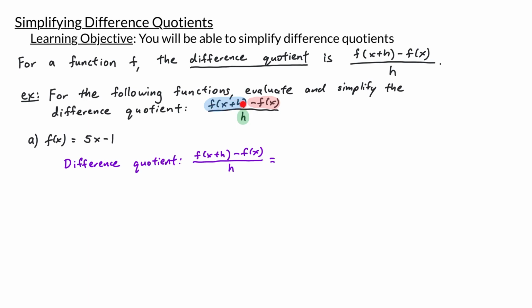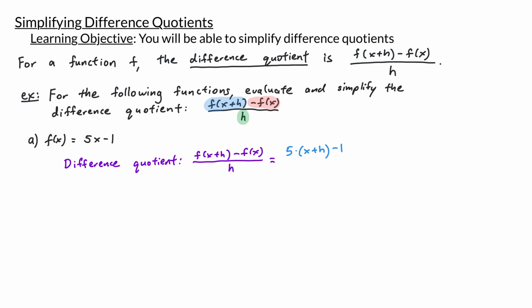Let's start with the f of x plus h. Our function is 5x minus 1. So if I want to figure out what f of x plus h is, I replace this x with the input x plus h. So this is going to be 5 times, instead of x, we have x plus h, and then minus 1. When I replace the x in the formula for my function with the x plus h, I put parentheses around the x plus h because I'm replacing one thing with a sum of two things. So those two things need to be grouped together.